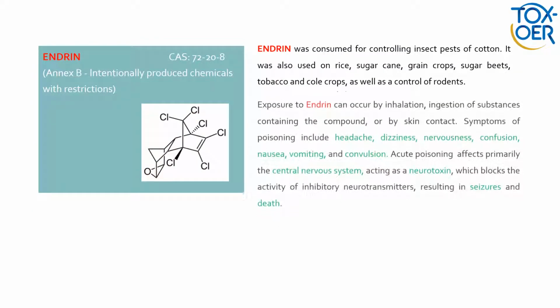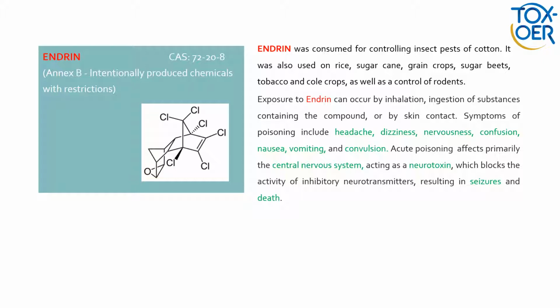Endrin, Annex B. Exposure to endrin can occur by inhalation, ingestion of substances containing the compound, or by skin contact. Symptoms of poisoning include headache, dizziness, nervousness, confusion, nausea, vomiting, and convulsion. Acute poisoning affects primarily the central nervous system, acting as a neurotoxin, which blocks the activity of inhibitory neurotransmitters resulting in seizures and death.